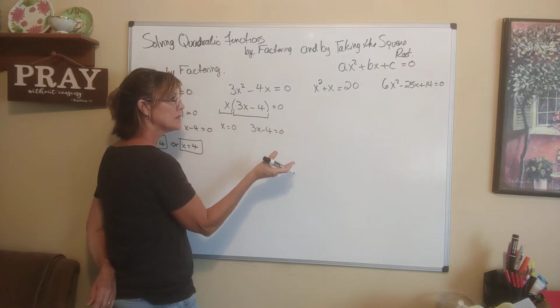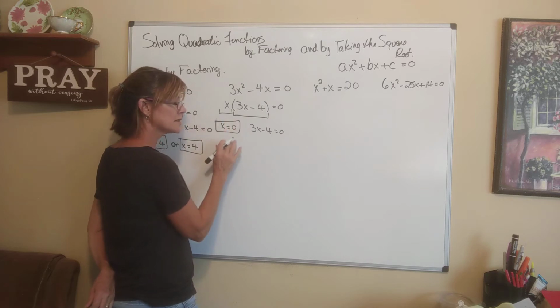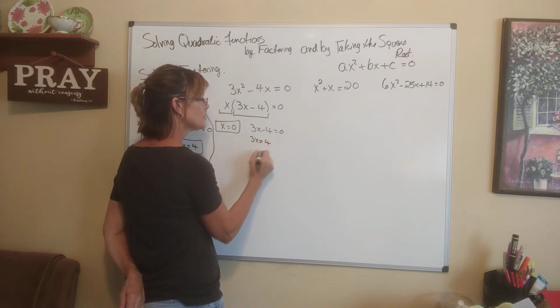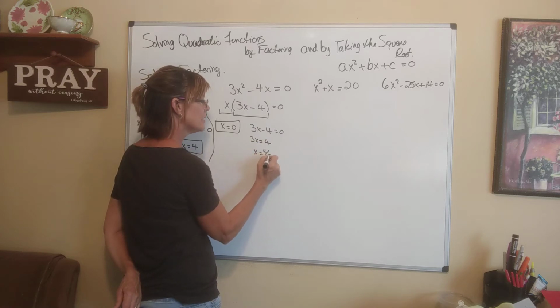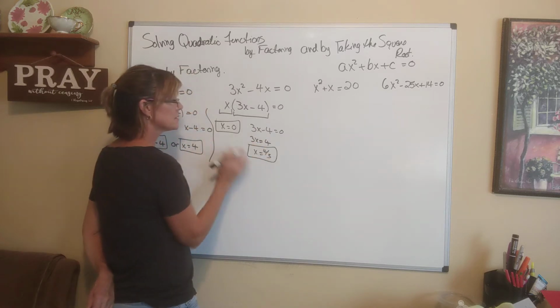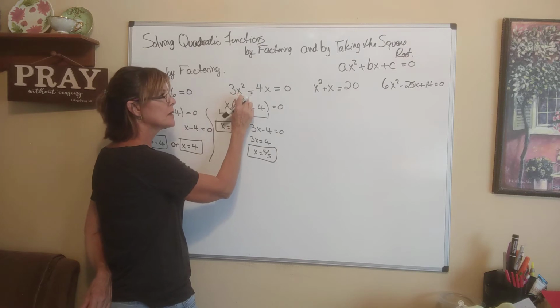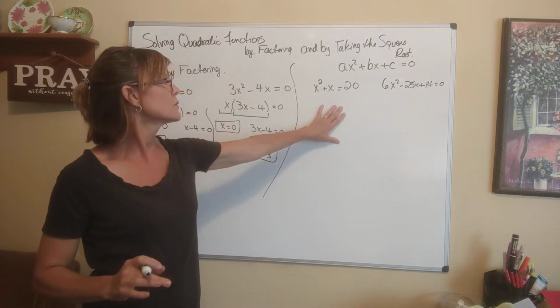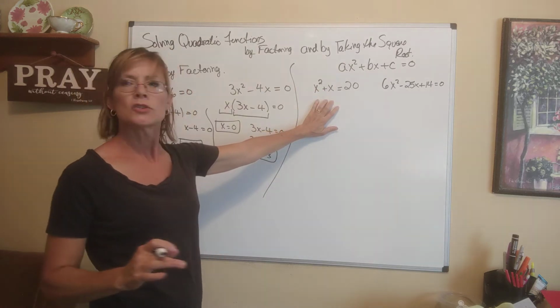I'm going to solve each of these for x. Well, this one is solved for x. That's one of our solutions right there, right? This one, add your 4, divide by 3. That is my second solution. These are the two solutions for this one. We solved it by factoring. All right, let's look at this guy. Is this difference of squares? Oh, this is not even in good shape.